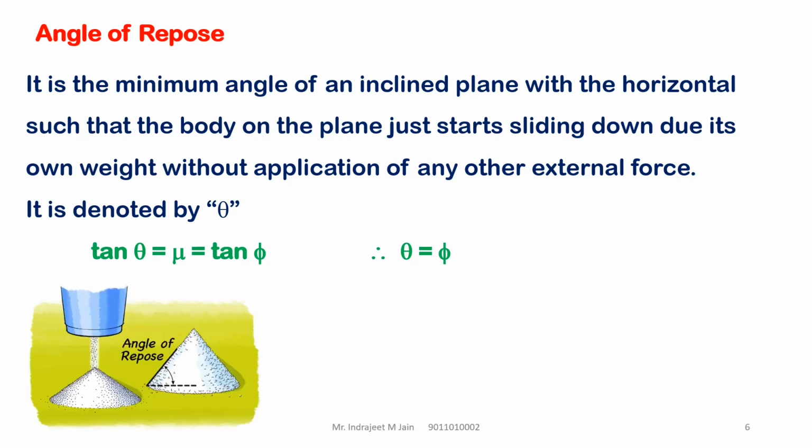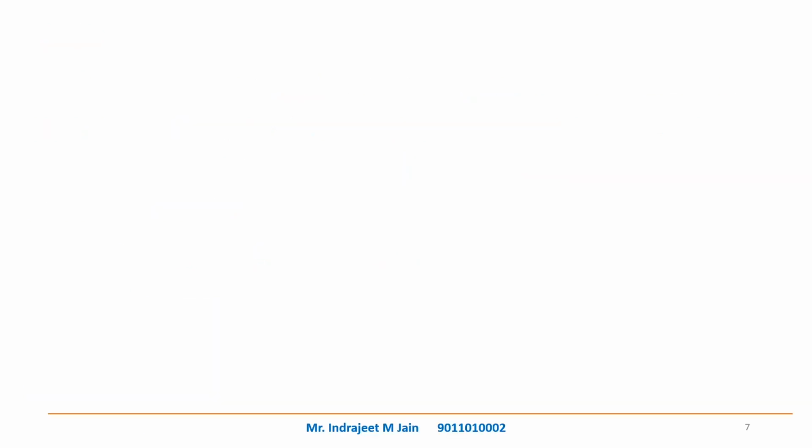So you can see that when we pour salt and the salt makes a heap, the angle at which that heap is in a stable condition is called the angle of repose. So here you can see that.